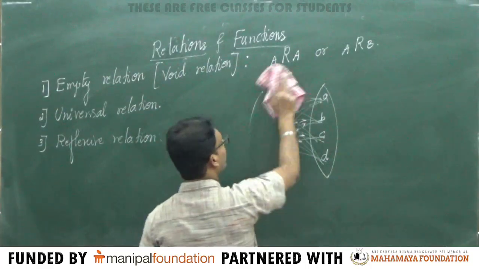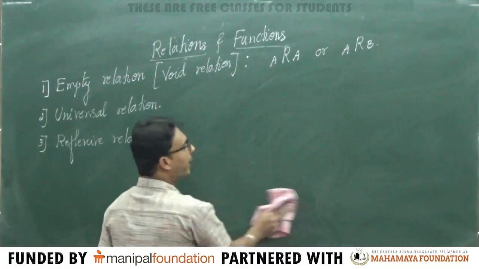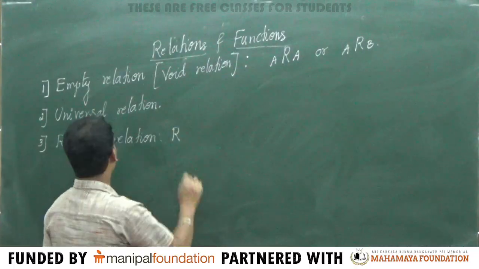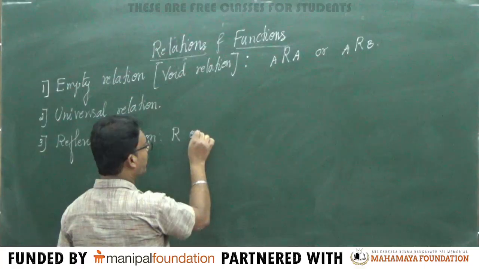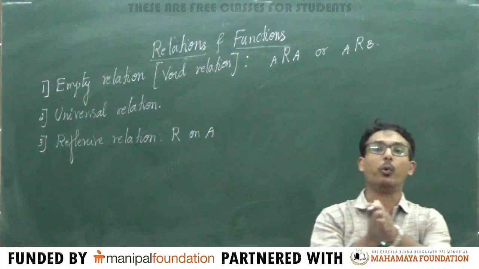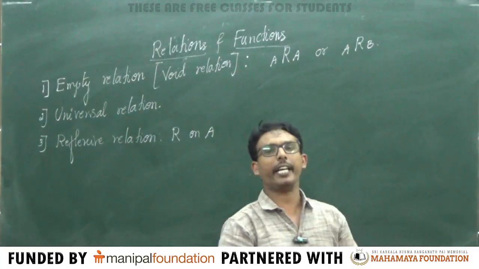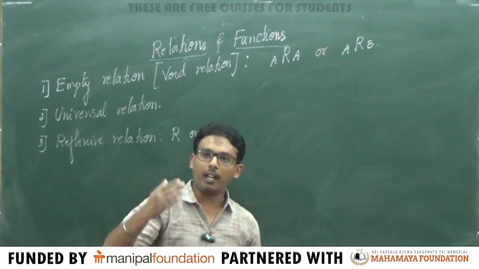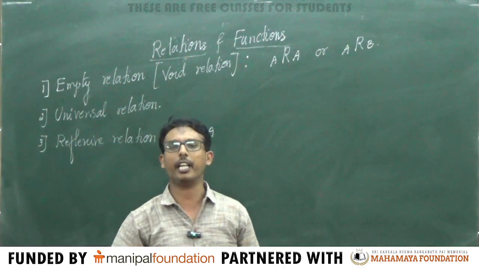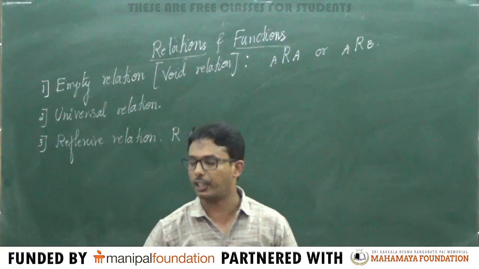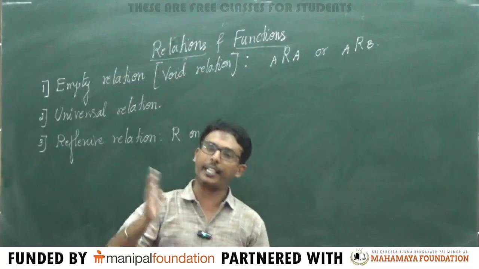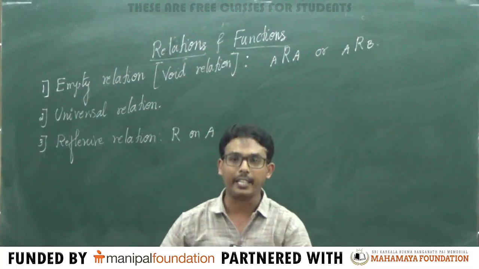Reflexive relation. Given a non-empty set A, R is said to be a reflexive relation on the set A if each element of the given set is related to itself. If the set A contains, say, 4 elements, and all the 4 elements are related to themselves, then only can we say that the relation is a reflexive relation. If any one element of the given set is not related to itself, then that relation is not a reflexive relation.